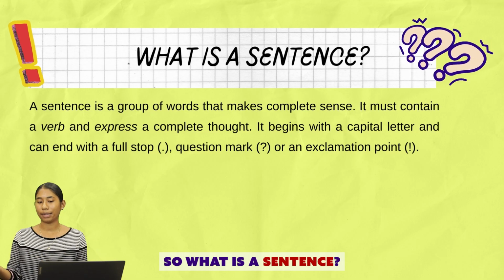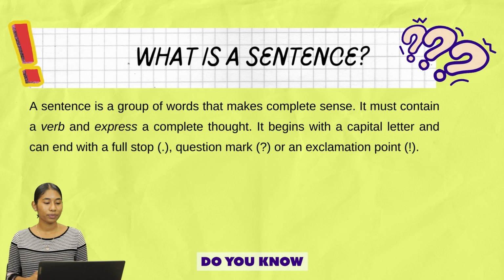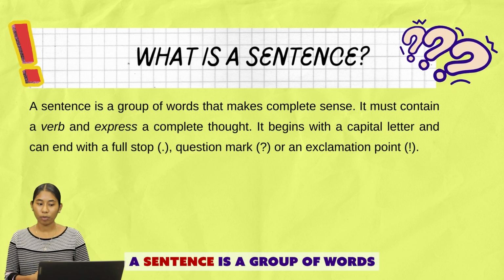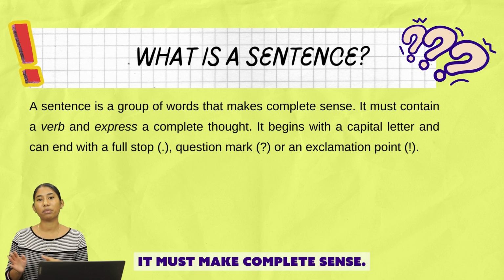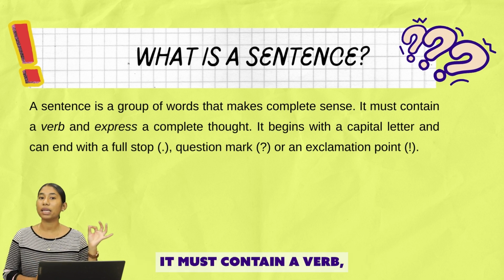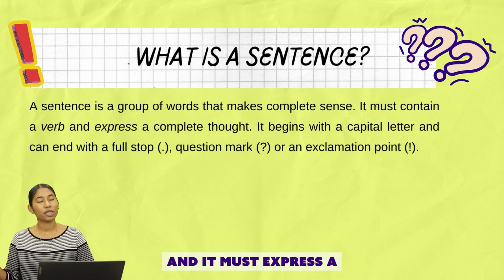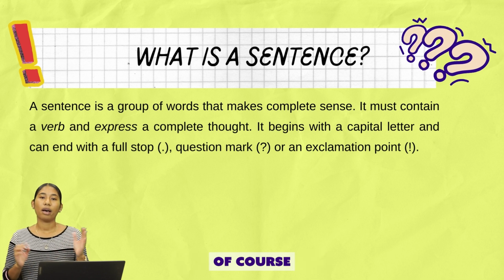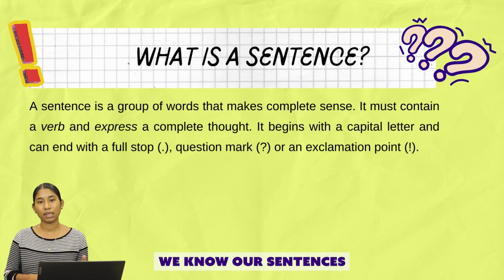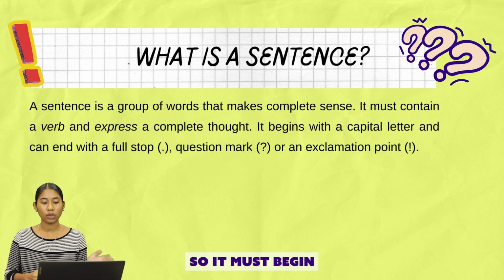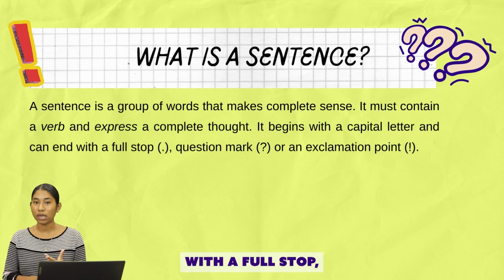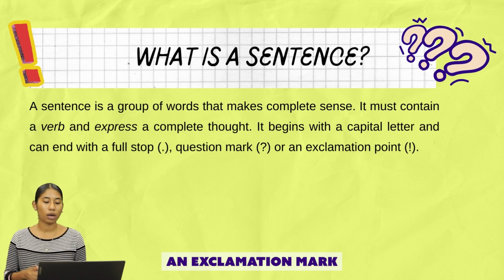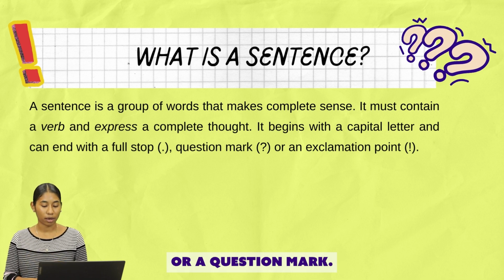So what is a sentence? Do you know? A sentence is a group of words that makes complete sense. Very important, it must make complete sense. It must contain a verb and it must express a complete thought. Of course, we know our sentences begin with capital letters, so it must begin with a capital letter and it can end with a full stop, an exclamation mark, or a question mark.